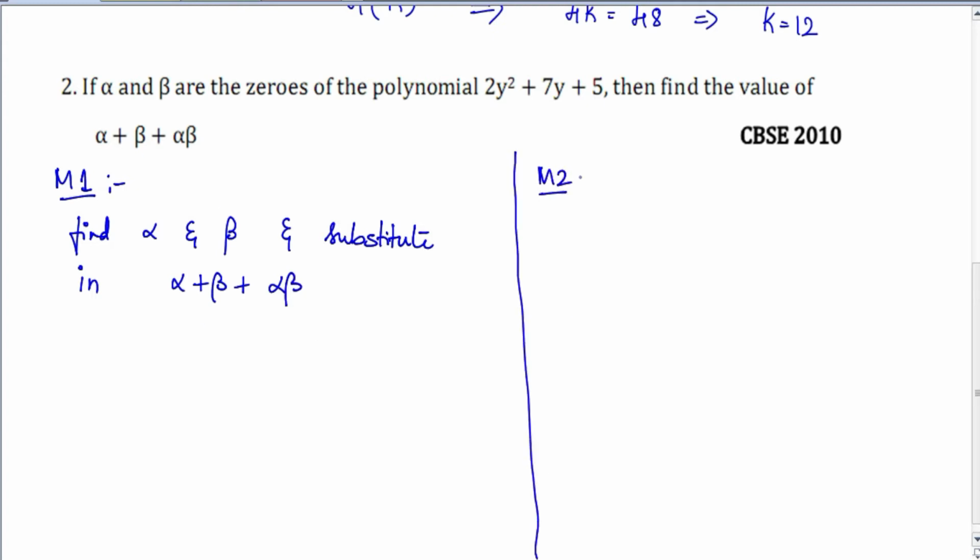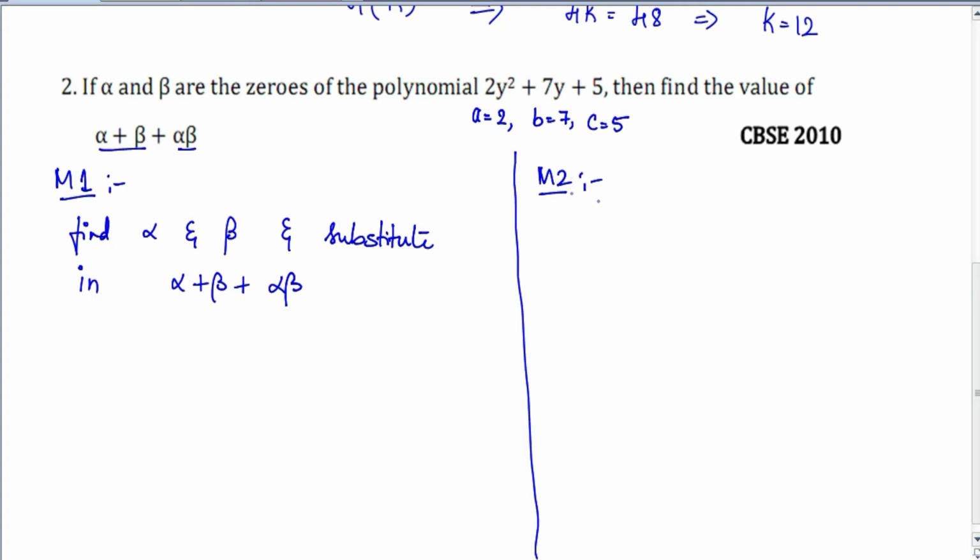Method 2 is, you know that here alpha plus beta is sum and alpha beta is product. So find out sum, find out product, and directly add them. This is the shorter method and this is the preferred method also. Now here what is A? A is 2, B is 7, C is 5.